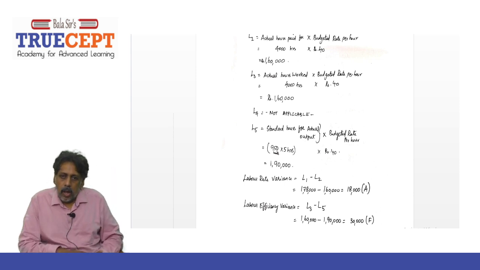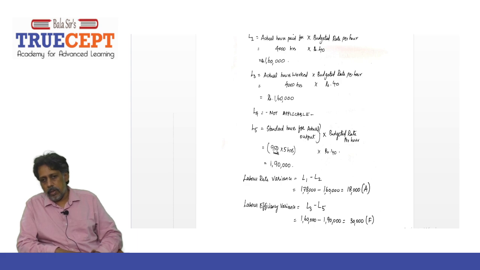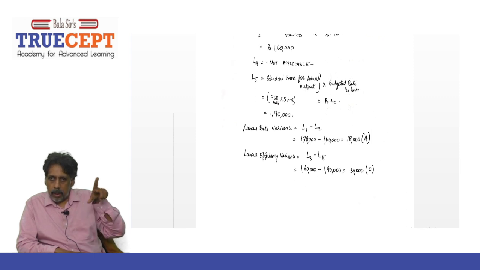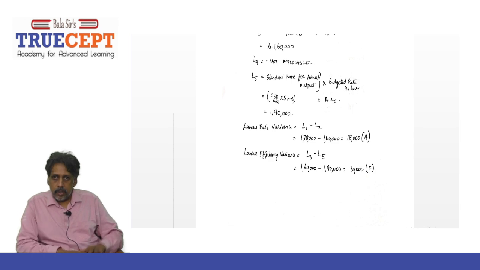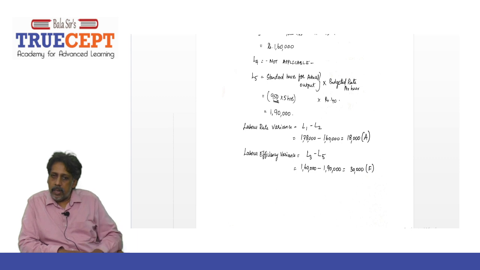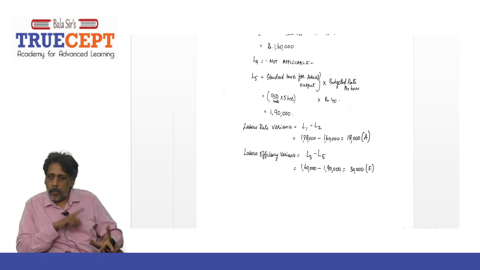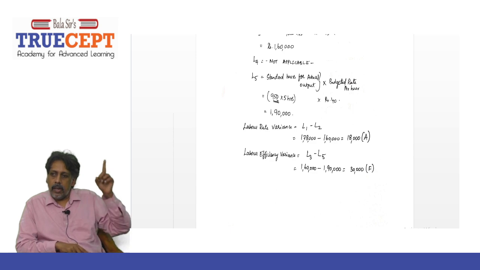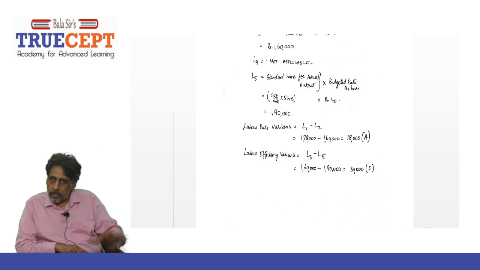Now, how to find the variances? You can either do L1 minus L2, or some people write the entire formula: actual hours paid for into actual rate minus, you can use that formula, no problem. But please remember, 1,78,000 is the actual labor cost, minus 1,60,000, the labor cost based on the budgeted rate. Therefore, rupees 18,000 adverse. Rupees 18,000 adverse. And labor efficiency will be L3 minus L5.